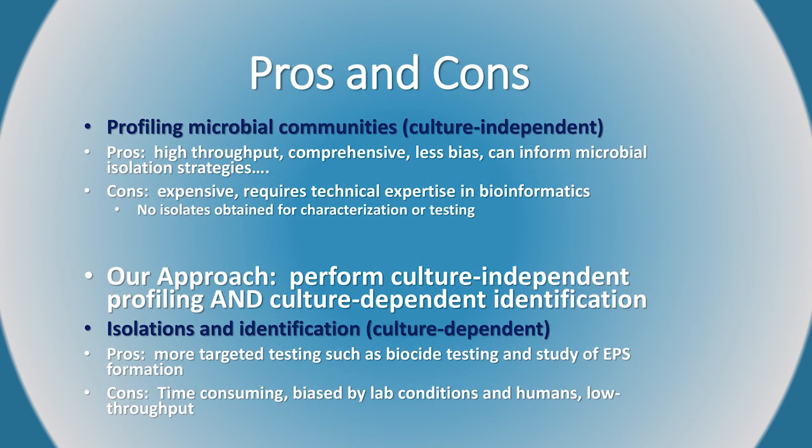And so the pros of this are that it's very high throughput. You can run hundreds of samples and identify hundreds of organisms this way. It's more comprehensive with less human bias, and it can also inform downstream microbial isolation strategies that I'm going to talk with you about next. The cons are that it's expensive and it requires a lot of technical expertise in terms of molecular biology and bioinformatics, so not everybody can do this kind of study.